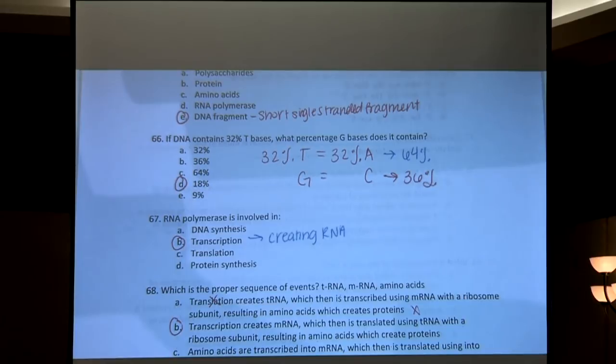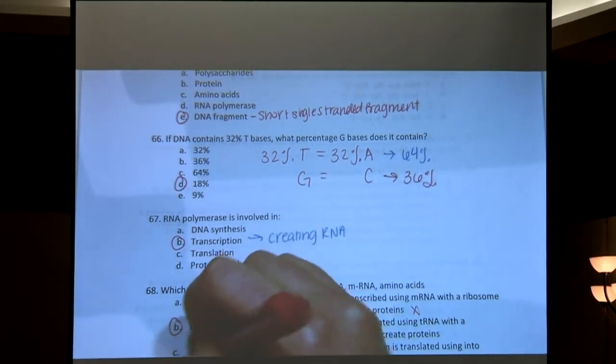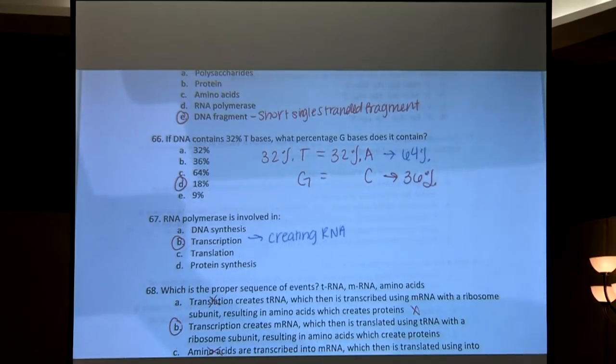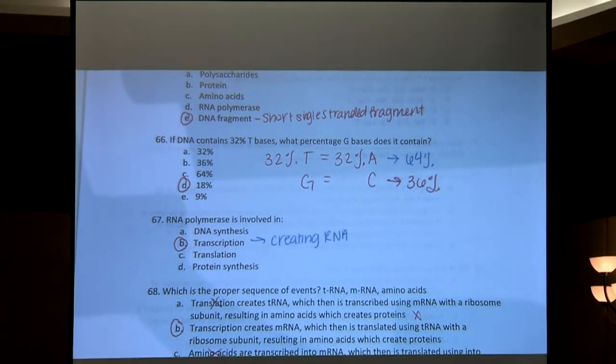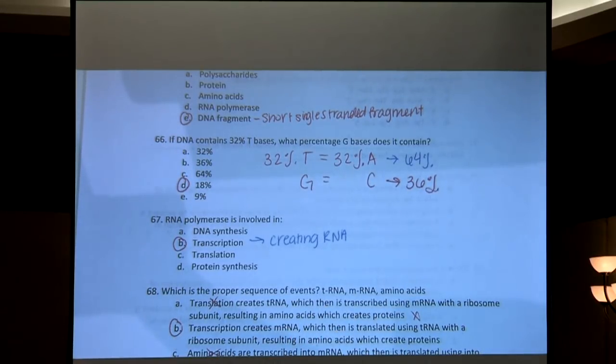Let's break down the last two. We also will not be starting with amino acids. They're not what gets transcribed. And transcription does not create tRNA. So you can knock those ones out pretty early.